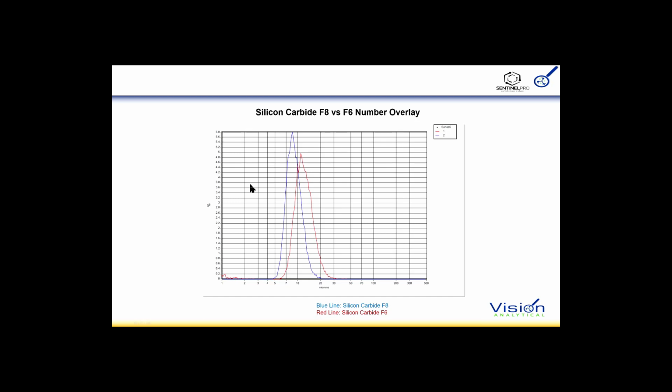Note that all the particles above 30 microns disappear. We do not see these two particles here because those two particles represent a very small percentage of the total number of particles we've captured. So all these particles above 30 microns disappear on the number display, though they are very significant in the volumetric display.